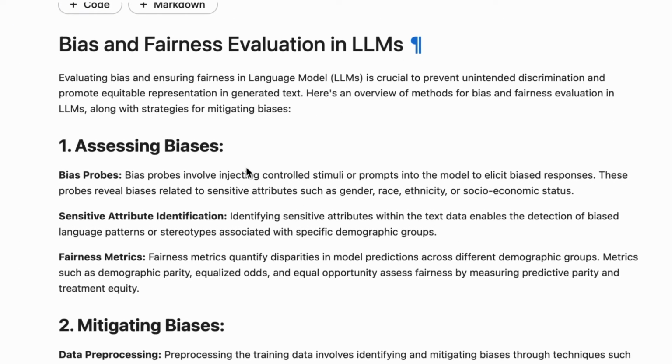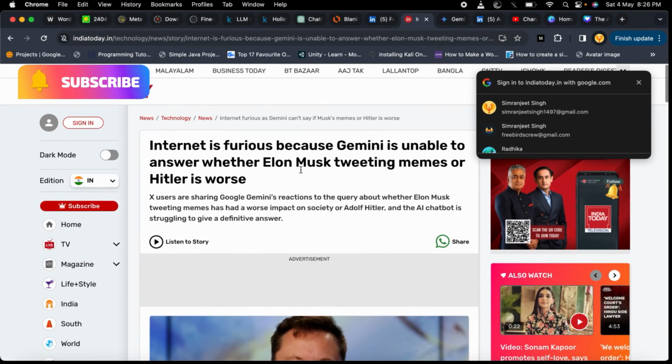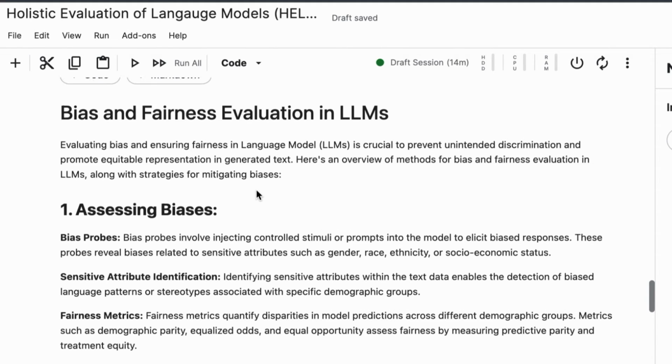Okay. Now let's talk about the bias and fairness evaluation of language models. Evaluating bias and ensuring fairness in large language models is crucial, because discrimination, hate speech, and everything negative is very wrong for a large language model. If your large language model is biased, it can generate chaos around the world. You can check out the bias in Google's Gemini large language model, which also suffered this kind of bias and hate speech. So you need to assess the bias and fairness of your large language model before going to production.